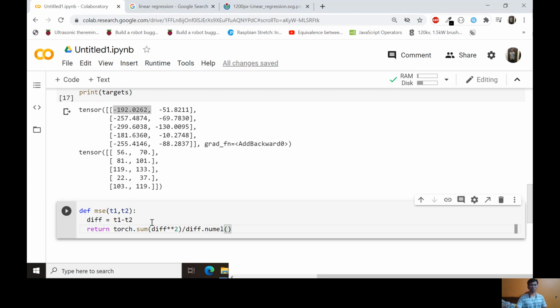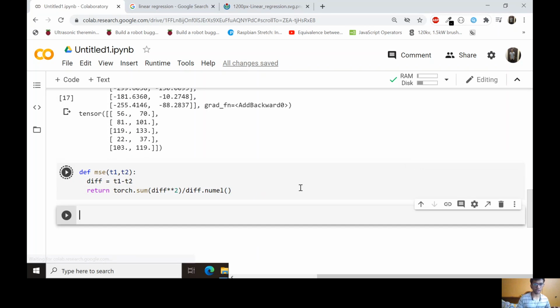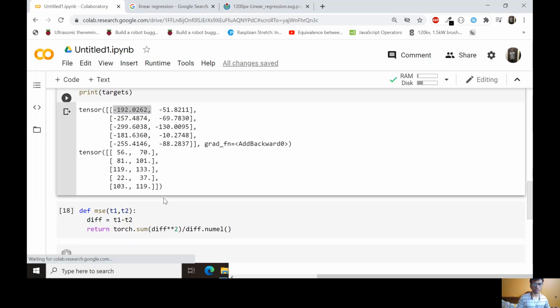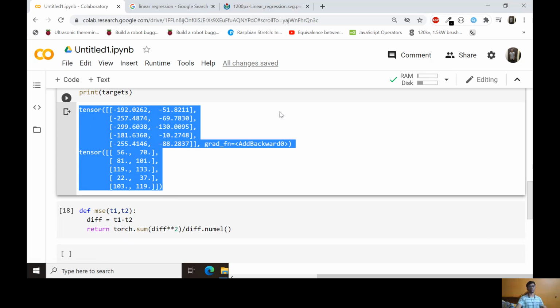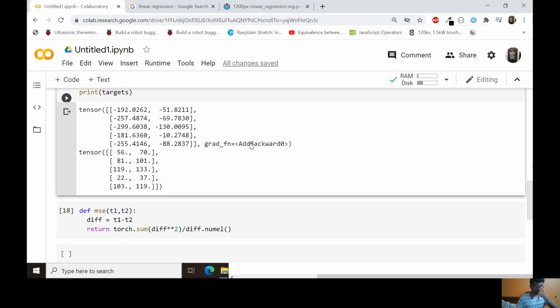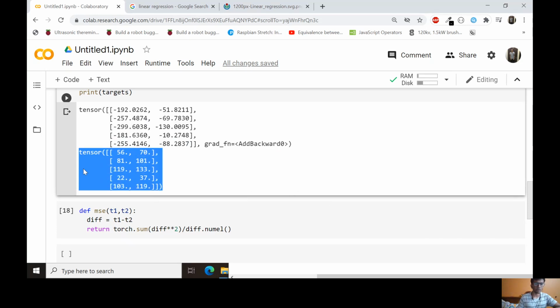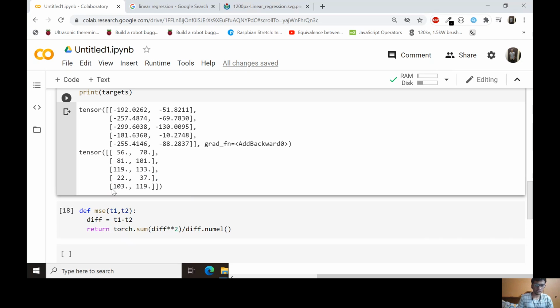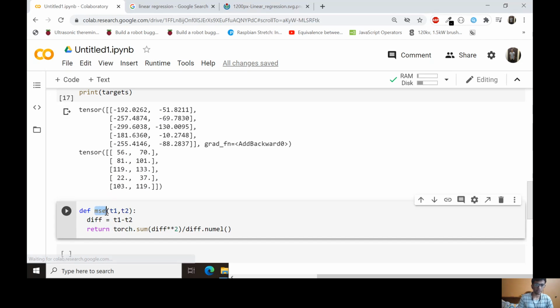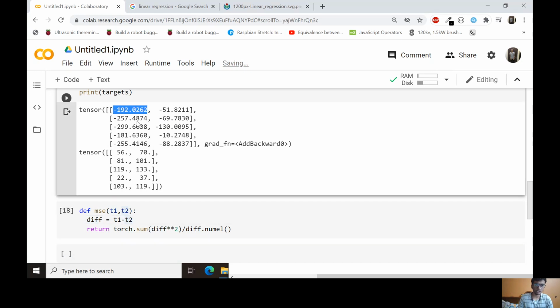Now I'll explain how and what we are doing. I'm just compiling this function. Consider these two matrices that we have. If we consider this as T1 and this as T2, let's say I'm passing these two matrices into the minimum square error function. So the difference will be T1 minus T2. That means minus 192 minus 56. I'm not so good at mental maths, but I think it's minus 210 or something. It might be close. I really don't know, but let's consider it's minus 210.